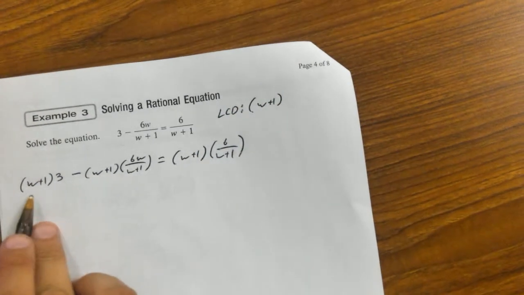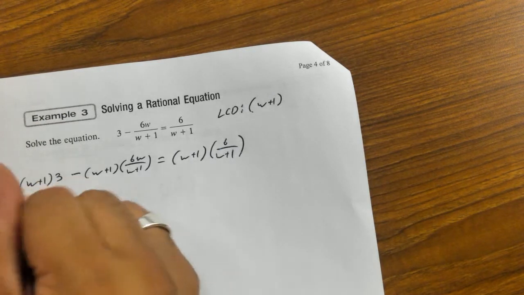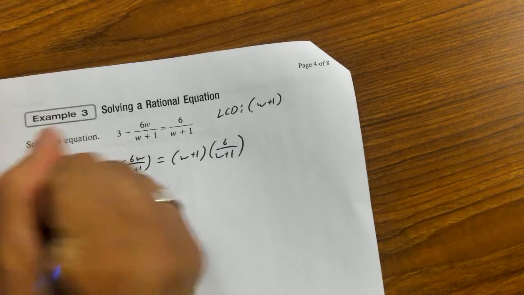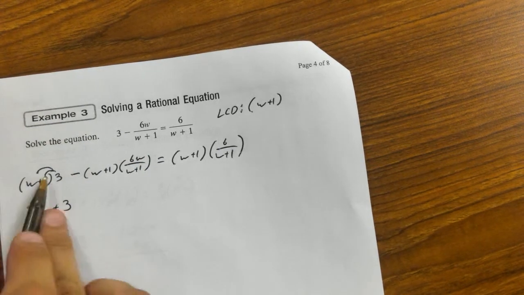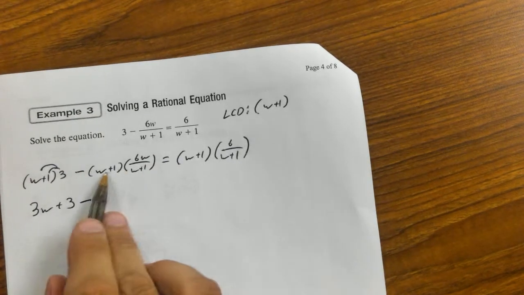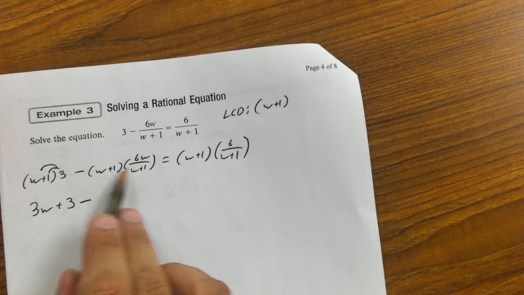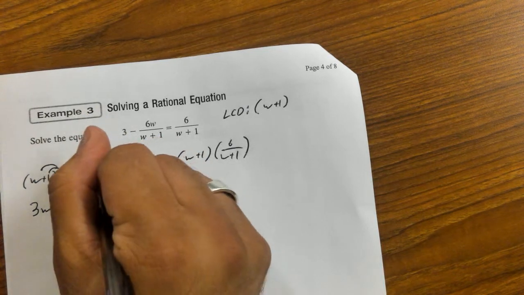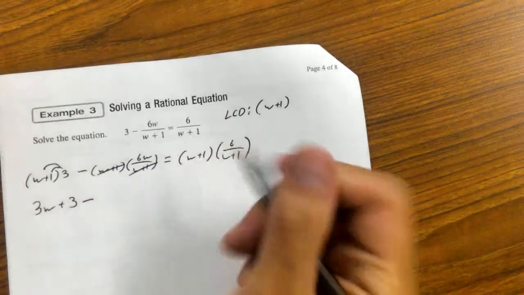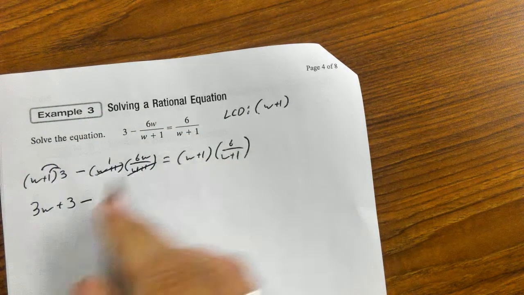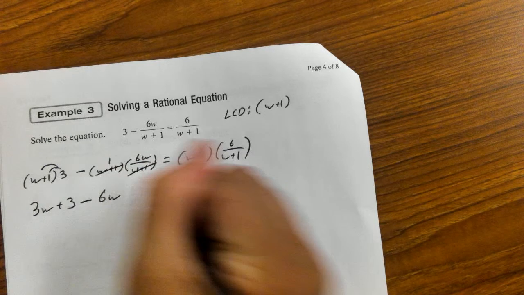Well, let's start from the left here. W plus 1 times 3 does give us 3w plus 3. It is the distributive property. 3 times w is 3w. 3 times 1 is 3. And we're subtracting the product of these two quantities. So the simplification, w plus 1 divided by w plus 1 simplifies to 1 over 1. So we're subtracting 6w.